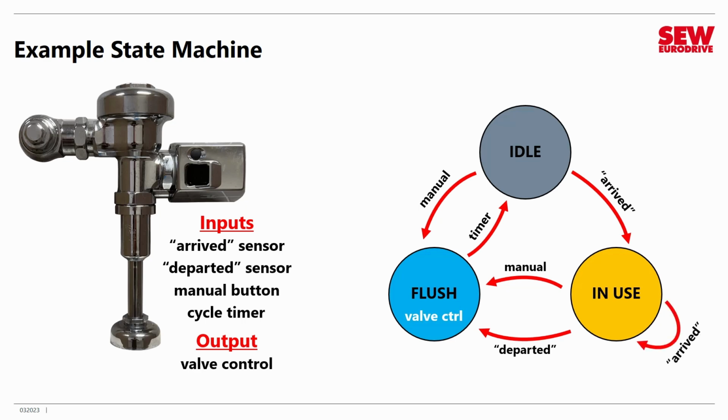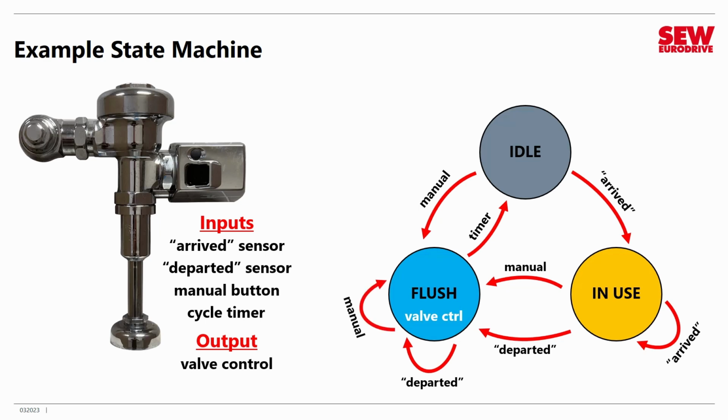Here's another one. Let's say that the person's arrived, we're in the in-use state, and that sensor keeps getting tripped because the person's right there, so of course it's going to keep triggering. Well, that's okay. That's just a sensor signal that we ignore. In other words, we exit in use and re-enter it immediately. That's not a problem. The same situation holds true during the flush cycle if the departed sensor goes off again. It just re-enters the flush cycle and basically is ignored.